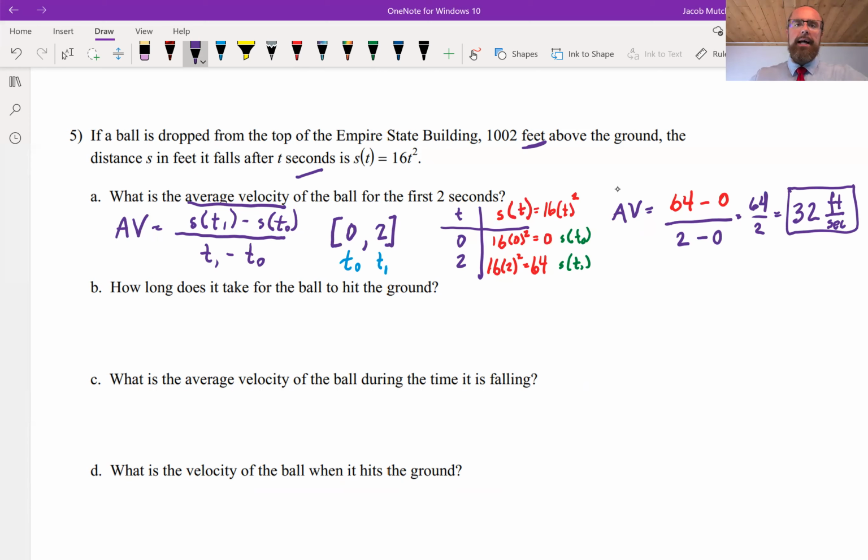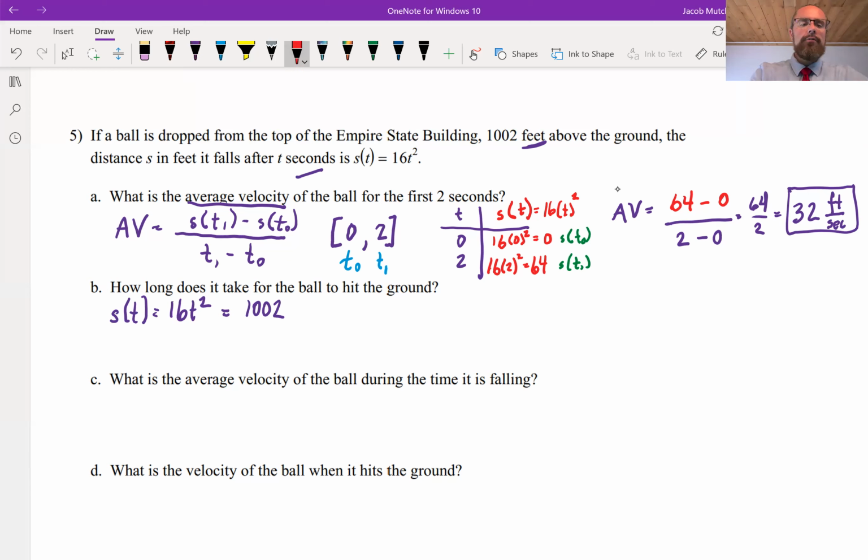Part B is an algebra question. How long does it take for the ball to hit the ground? What I'll do for this one is I'm going to bring the formula s of t equals 16t squared, but I know how far it actually needs to fall for it to hit the ground. That's the whole height of the Empire State Building. So I'm going to set that equation equal to 1,002. And then it's an algebra question because I just want to solve that quadratic.